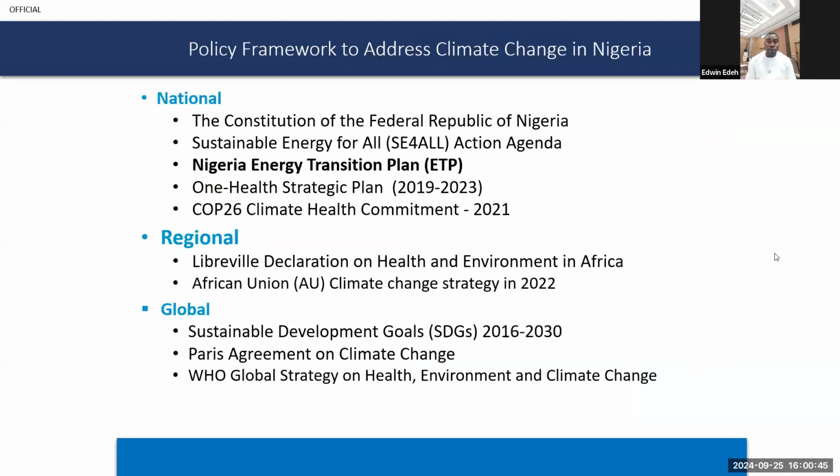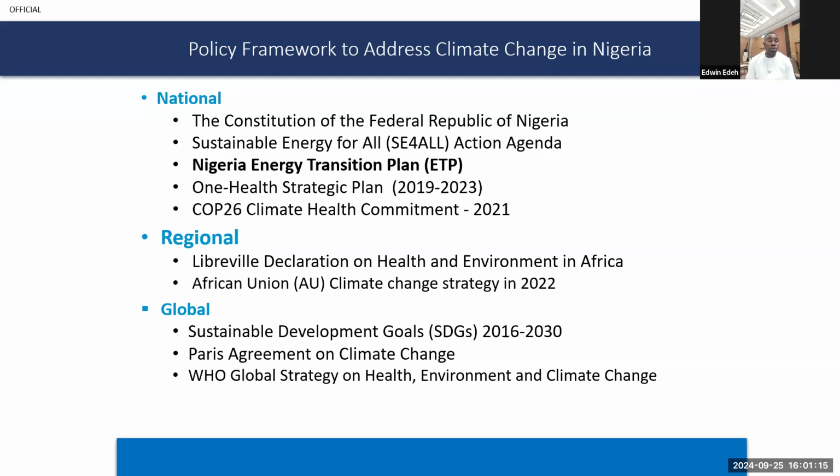So given that context, we have been committed to several policies, global systems, documentation and agreements to ensure that the health sector in Nigeria is well positioned to provide the needed action for addressing climate change. And one of those is the COP26 climate health commitment, which was made in the year 2022, and Nigeria was one of the countries that committed.